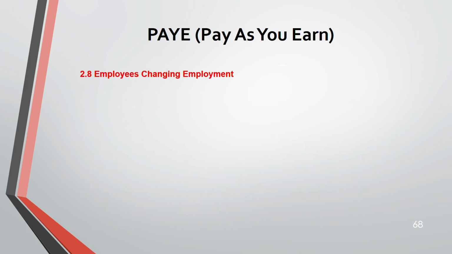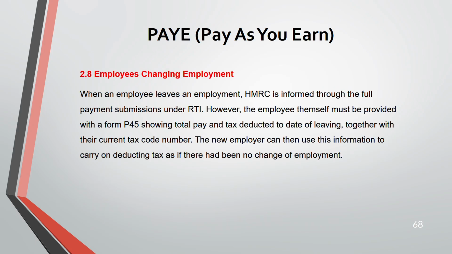Now, employees who change employment, for them what do you do? When an employee leaves an employment, there is another form, that is P45. HMRC will be informed under real-time information, but the employee will be given a form P45 where their total pay and the tax that has been deducted before leaving will be shown.